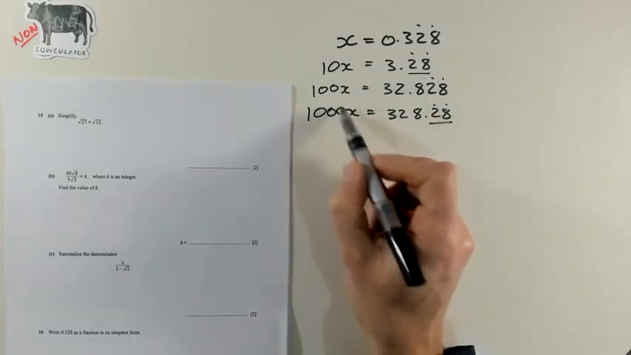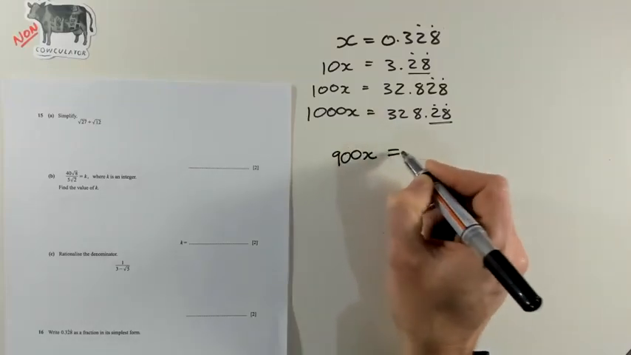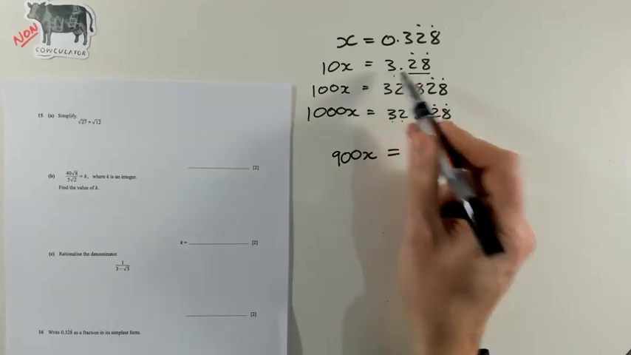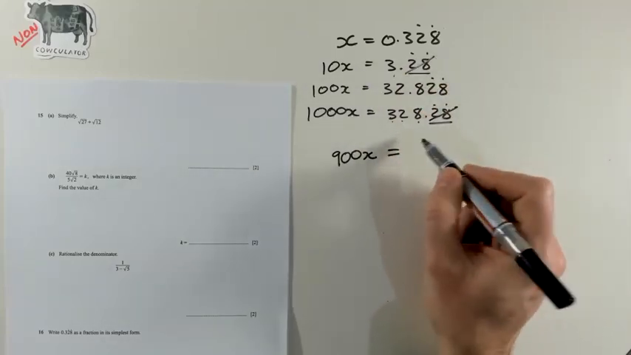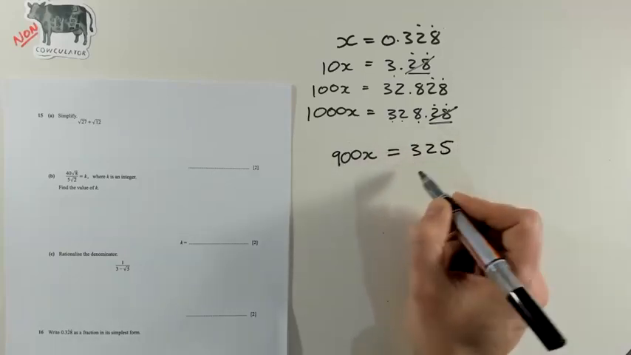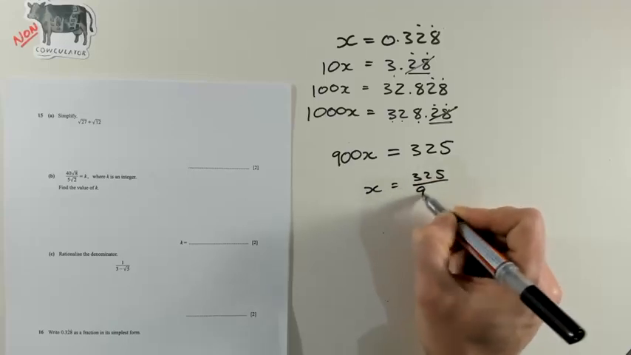So I have 1000x minus 10x, which is 990x. And then we have 328 minus that 3, and the whole recurring bit is going to cancel out. And then we're left with 325. And then x is going to be 325 over 990.